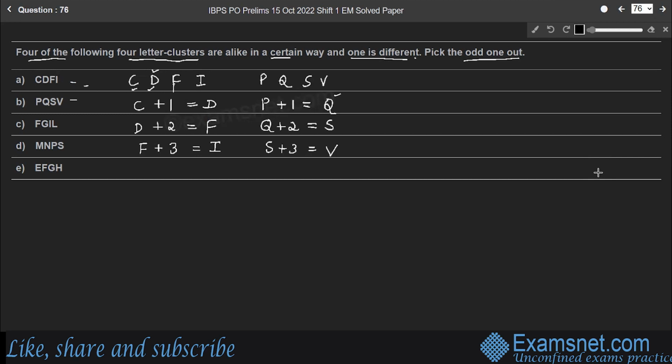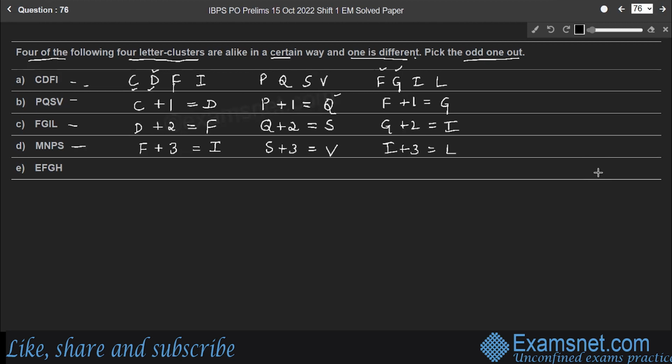And the third one, F, G, I, L. Here, F and G are consecutive letters. So, F plus 1 gives G. And G plus 2: G, H, I, right? So, G plus 2 gives I. And I plus 3: after that, J, K, L. Therefore, I plus 3 gives L. Right? Therefore, the third letter cluster follows the same rule.